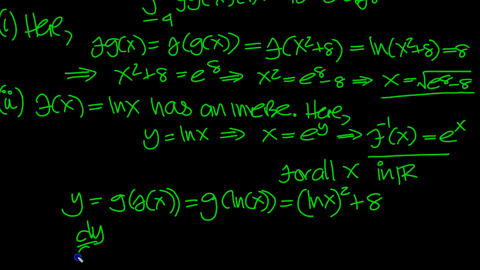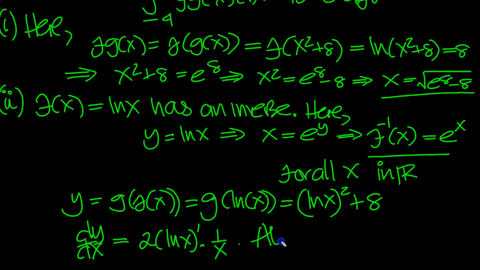So dy/dx is equal to function of function rule here. 2 times something to the 1, multiplied by the something differentiated. Log goes to 1 over x. And the constant differentiates to 0. So dy/dx equals that.